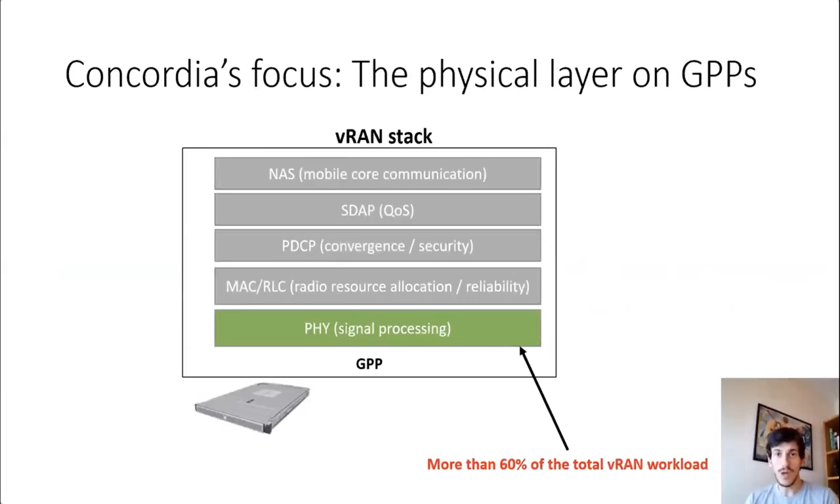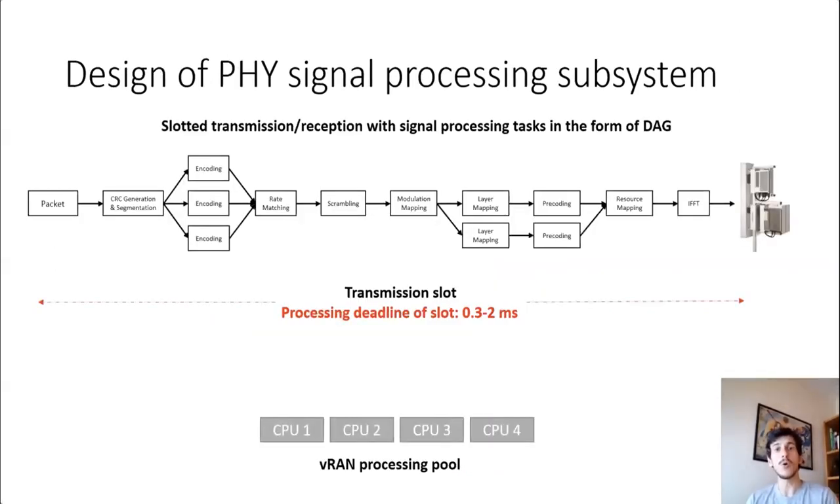Now, in the context of this work, Concordia specifically focuses on vRun deployments on general purpose processors and on the physical layer of the vRun stack, which is responsible for the signal processing operations of the RAN. And the reason for this choice is that according to our measurements and measurements from other works, the physical layer is the most demanding part of the RAN stack, generating more than 60% of the total vRun workload. So to explain how Concordia works in more depth, I first need to provide a few more details about how the physical layer of a typical vRun implementation looks like.